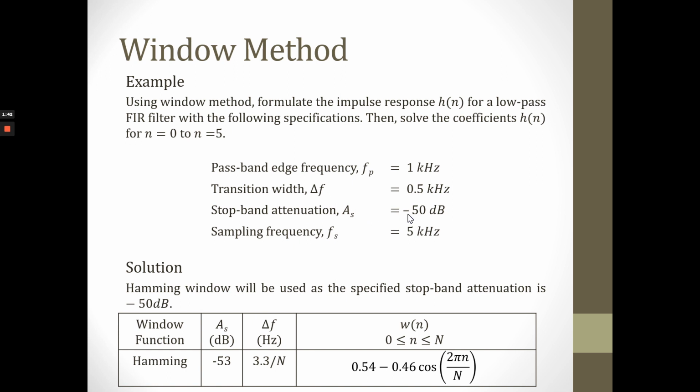In this case, the given value of stop band attenuation is equal to negative 50 dB, so we should select the window function which has a stop band attenuation As higher than the given value. In this case, we choose Hamming window. For Hamming window, it has the transition width delta F equal to 3.3 divided by N, and the window function w(n) equal to 0.54 minus 0.46 cos 2 pi n divided by N.